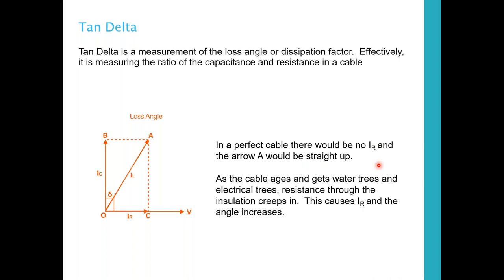Perfect cable, there would be no IR, no resistive current flowing through it. But in the real world, you always have some. And the critical part that was found was as the cable ages, you get more resistive current flowing, and the ratio between the IC and the IR is critical in determining life. And that's what the tan delta is looking at.